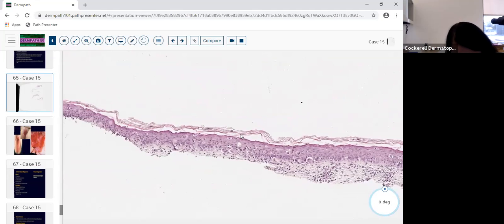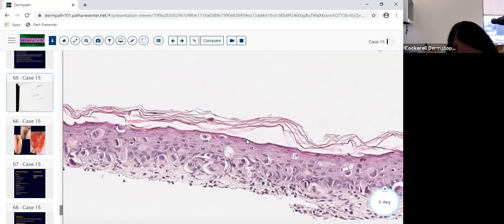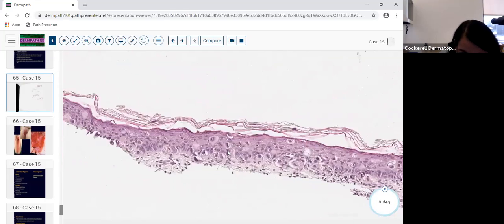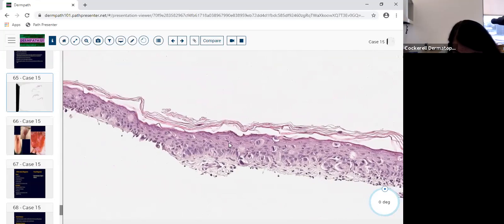Well, you would see some change in the stratum corneum. I mean, something, some parakeratosis. I don't see that. So I'm leaning away from Bowen's or squamous cell carcinoma in situ.